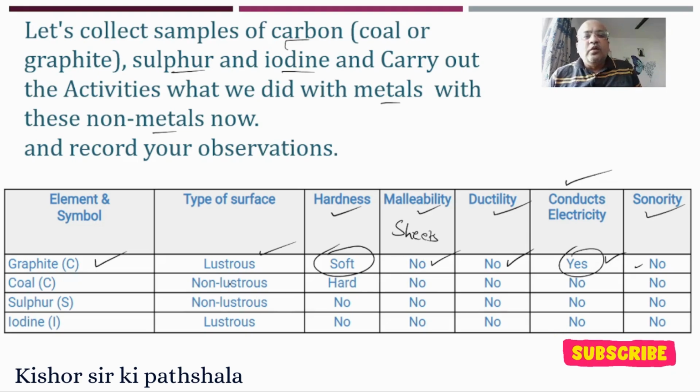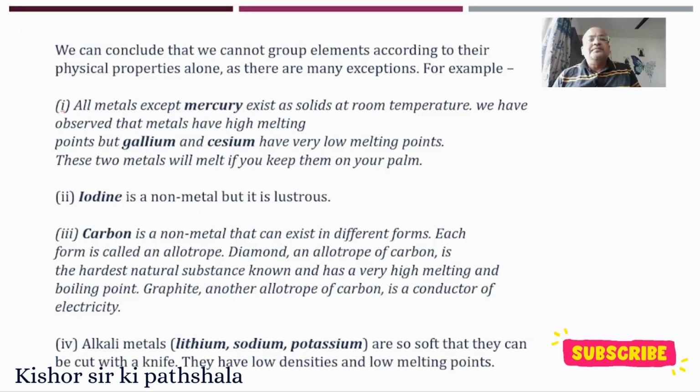Let's see about coal. Coal is non-lustrous. What about hardness? It's hard. Malleability, no. Ductility, no. Electrical conductivity is no. Sonority is no. Now let's see about iodine. As such, you will see that it is lustrous, but hardness, malleability, ductility, electrical conductivity and sonority are not shown by iodine, right?